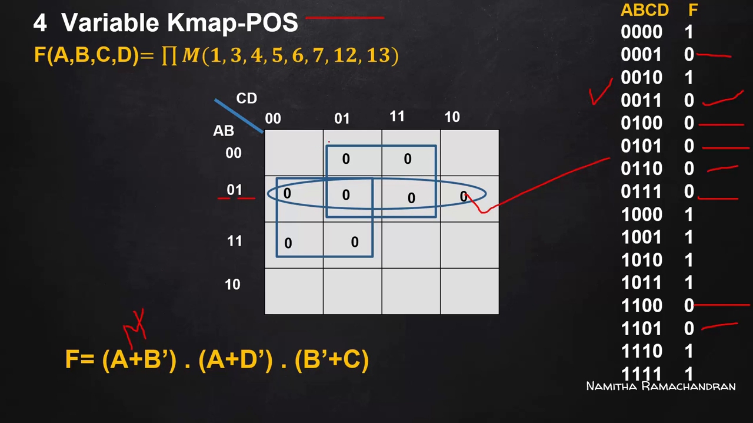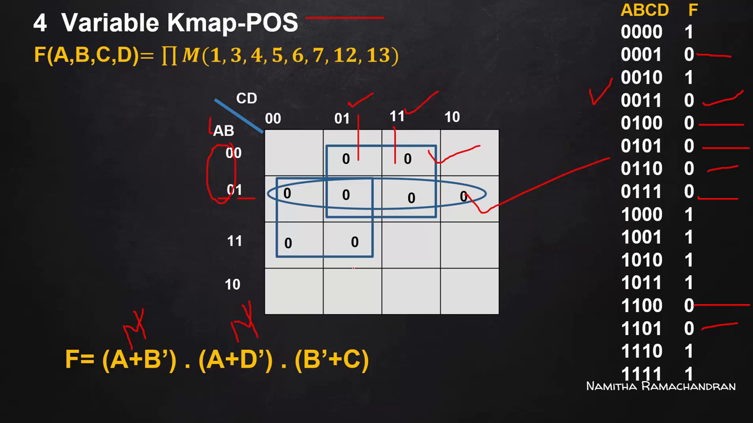Next we can consider this group. Here which one is common? A with value 0 is common for these two. And vertically, D with value 1 is common. So how can we mark that max term? A with value 0 means we need the original form of A. D with value 1 means we need the complemented form of D. So A plus D complement, the second max term.